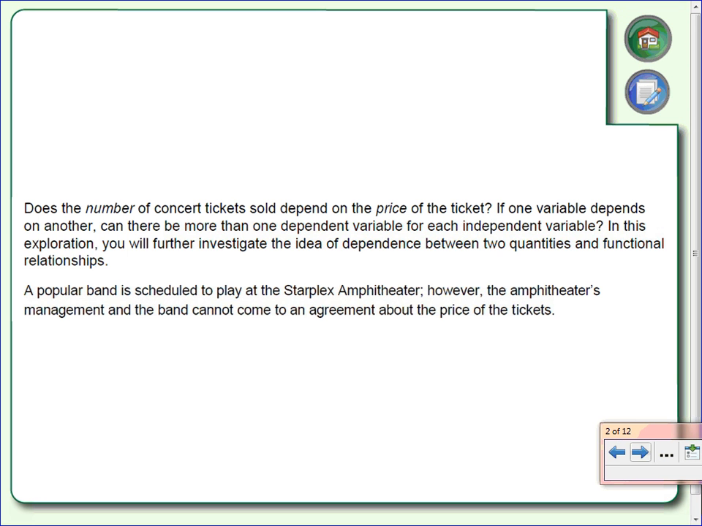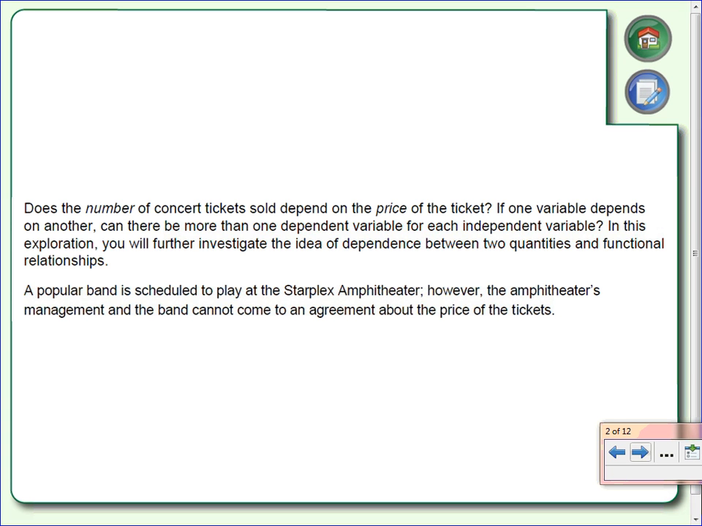All right, on the ticket prices, up at the top, there's a couple of questions here, and we're going to work through here and see if we can answer some of these questions. Up at the top, it says, does the number of concert tickets sold depend on the price of the ticket? If one variable depends on another, can there be more than one dependent variable for each independent variable? In this exploration, you will further investigate the idea of dependence between two quantities and functional relations. Okay, so we're going to see if we can answer those questions when it's all said and done here.